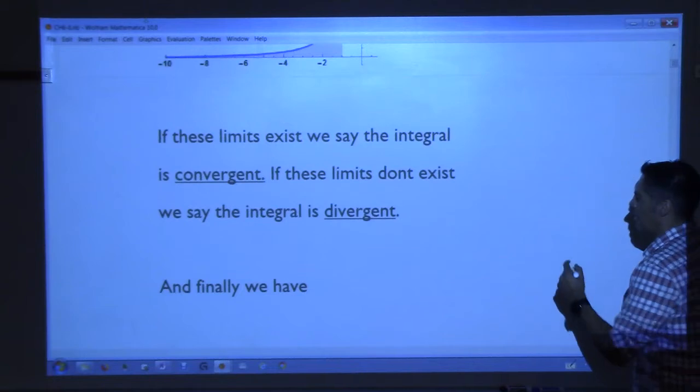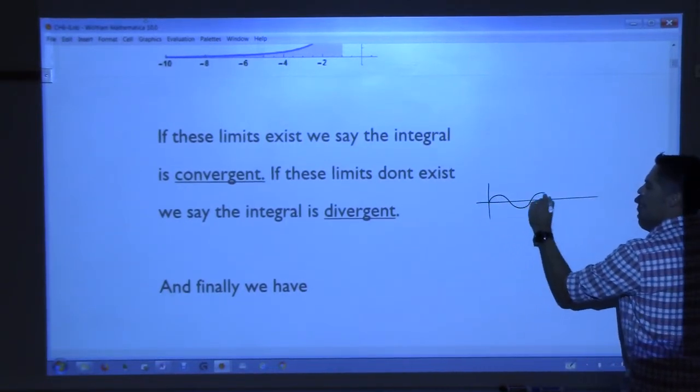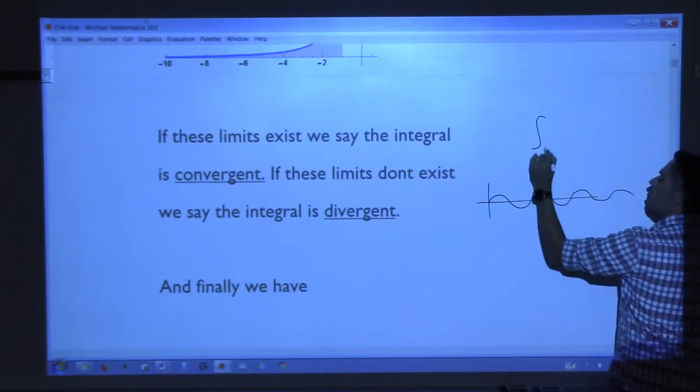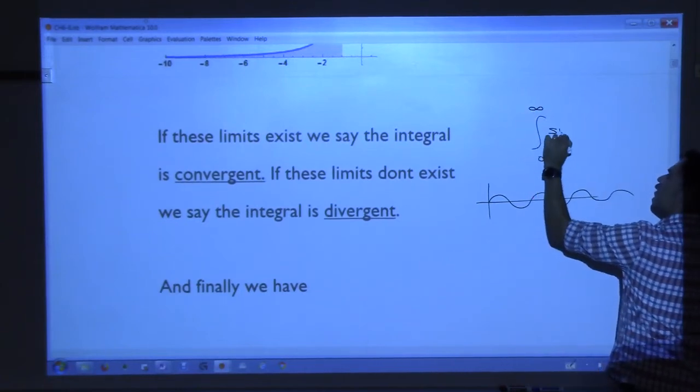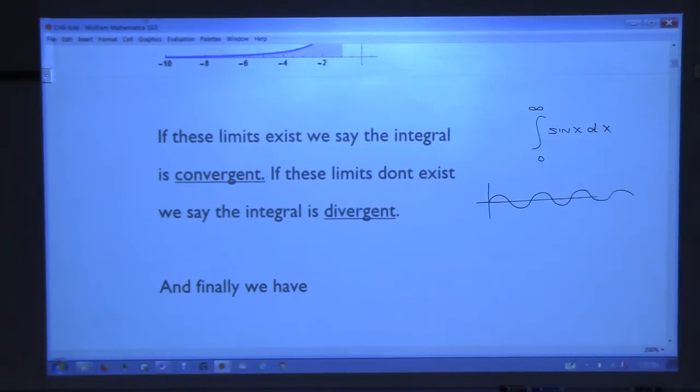Let me see if I can help you with this idea. Let's take a look at the sine function. All right? Now, what do you think the integral would be from 0 to infinity of the sine function? Think about this just purely from a geometric standpoint.